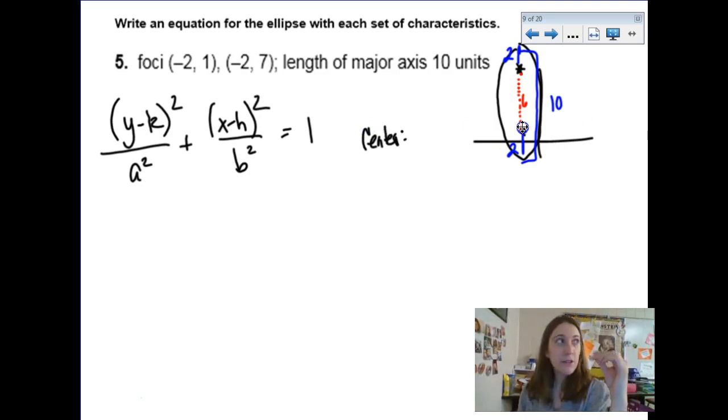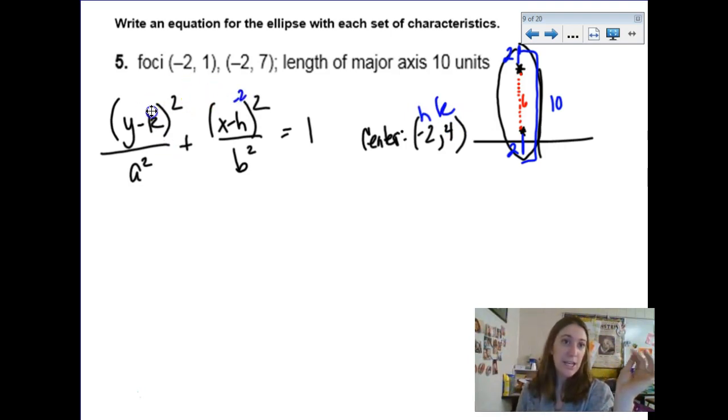is going to be, and you can think of it literally in the middle of the 2 foci, because it's actually in the middle of the foci, or the middle of the major axis. So it seems pretty easy to find the middle of the segment that connects the 2 foci. That would be at negative 2, comma 8 divided by 2 is 4. So we just found h and k, important. So h is negative 2, and k is 4.